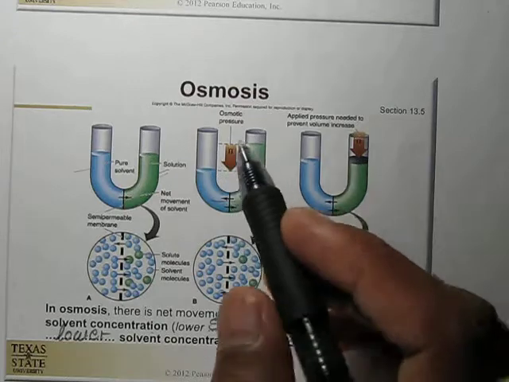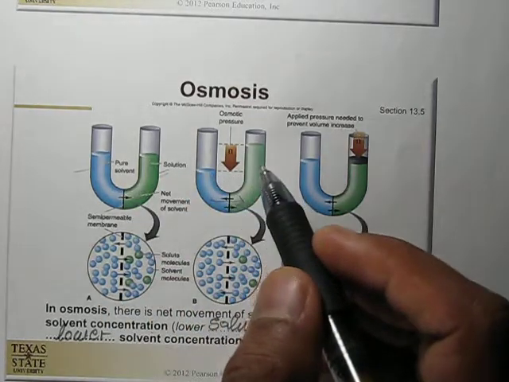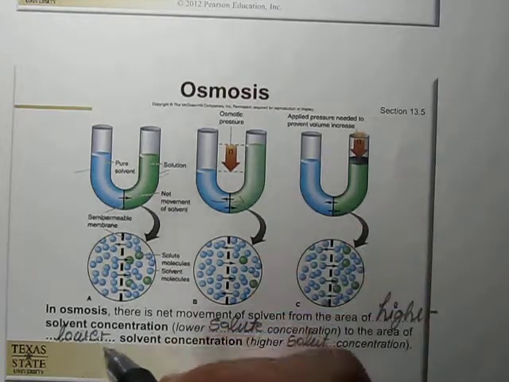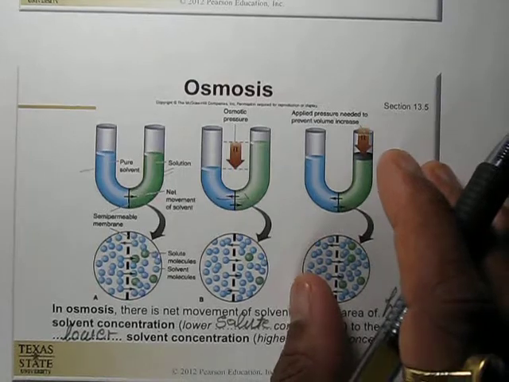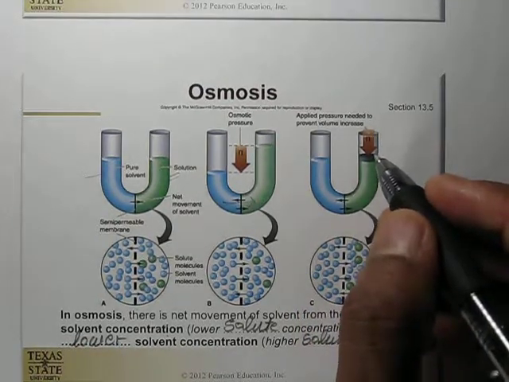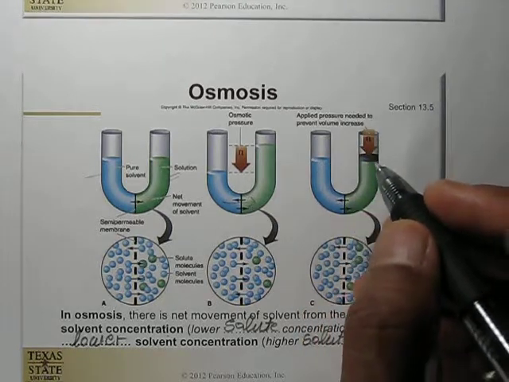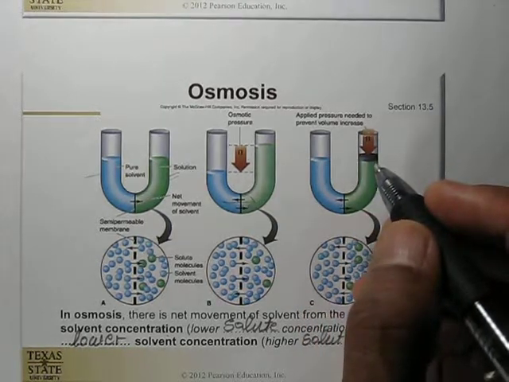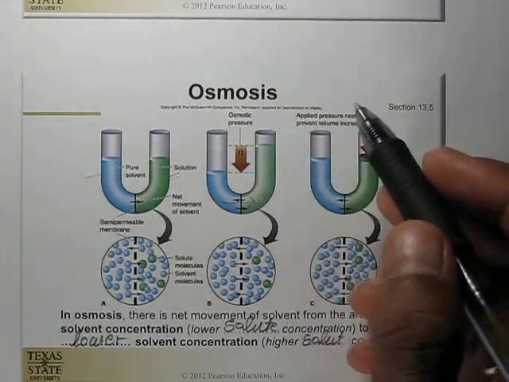After some time you can see the level of the water has decreased on this side, but the solution level increases, right? If you apply some pressure on the right-hand side to make the levels equal on both sides, that pressure you can measure. Basically that pressure is called osmotic pressure, right?